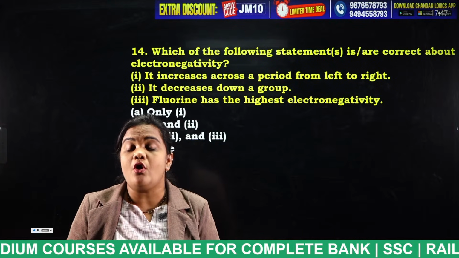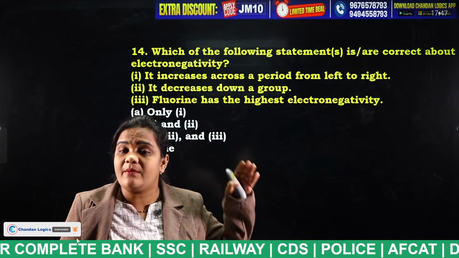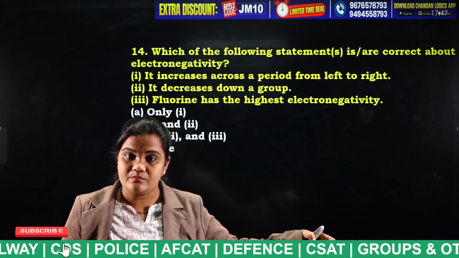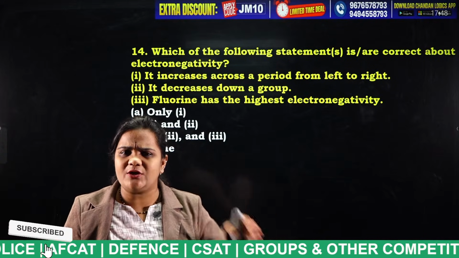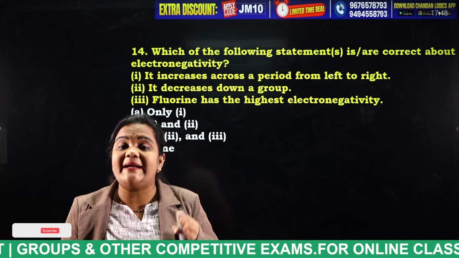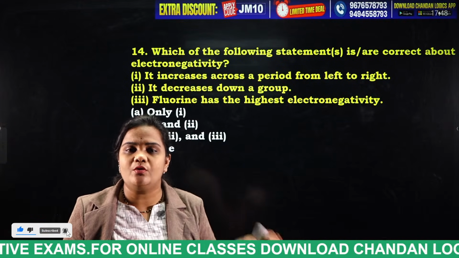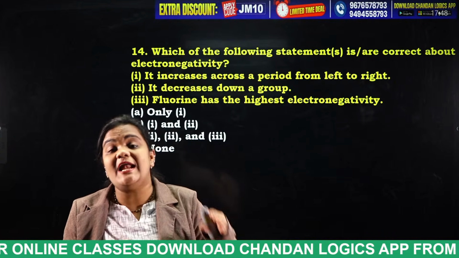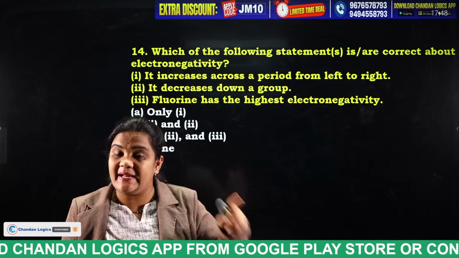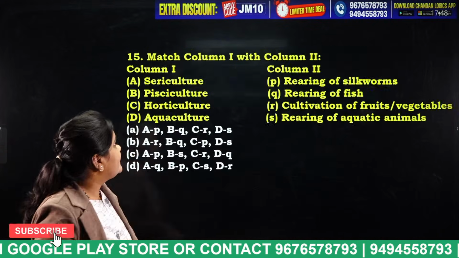As I told you already in the previous question, from left to right, atomic radius decreases and electronegativity increases. What do you mean by electronegativity? Gain of electrons. And from top to bottom in groups, atomic radius increases and electronegativity decreases. So, fluorine has the highest electronegativity. Very good. So, all the statements are correct.